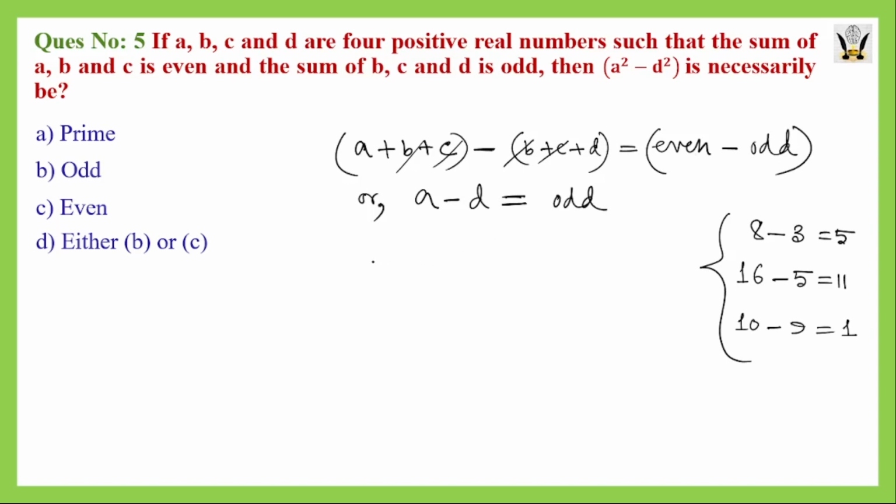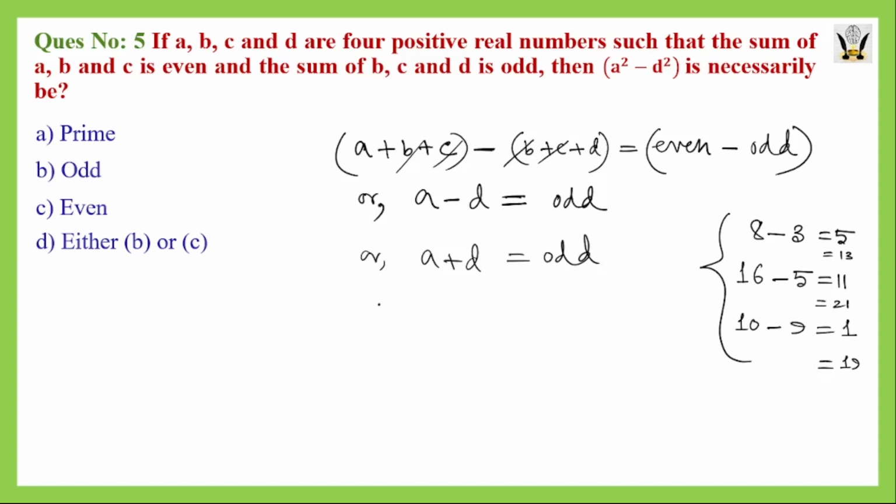And when we will be doing a plus d, again we are adding, so 8 plus 3 will be 13. When 16 plus 5 we will be doing, this will be 21. When 10 plus 9 we will be doing, that will be 19. Then what we can conclude is, when we will be adding an even number and an odd number, their summation will be again an odd number always.